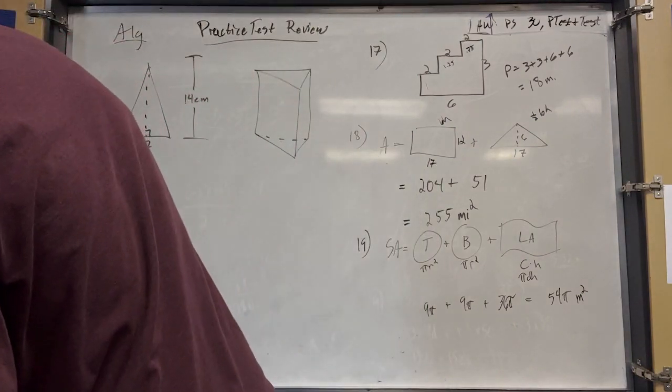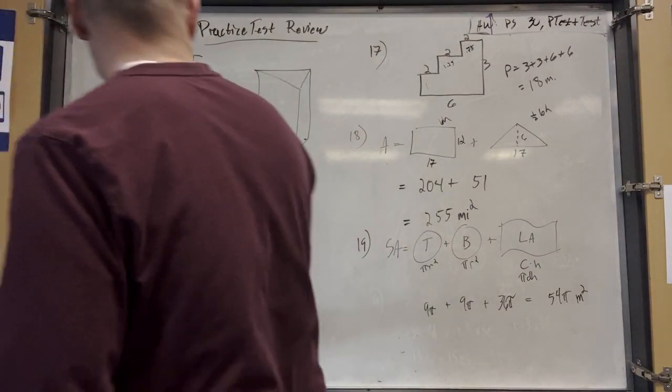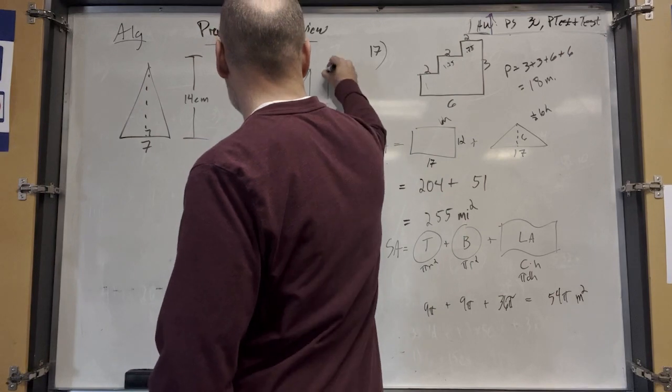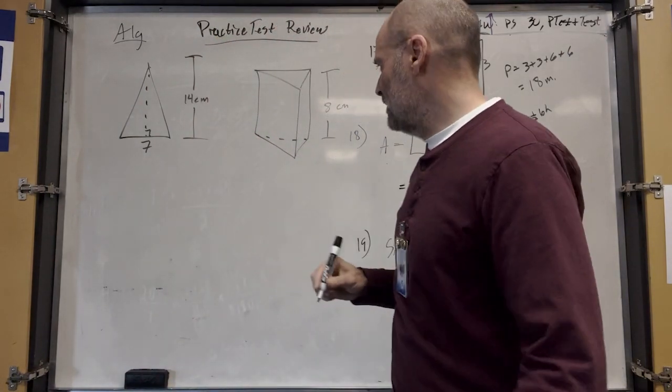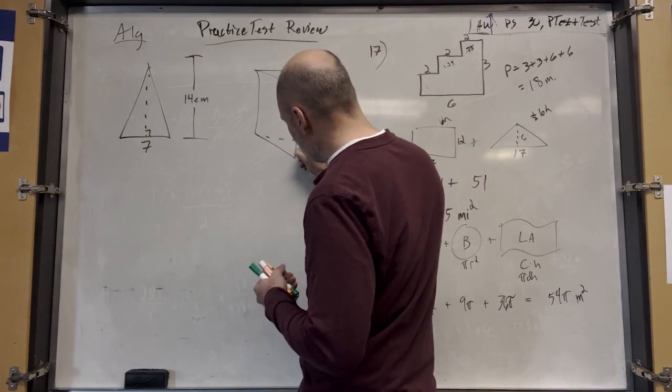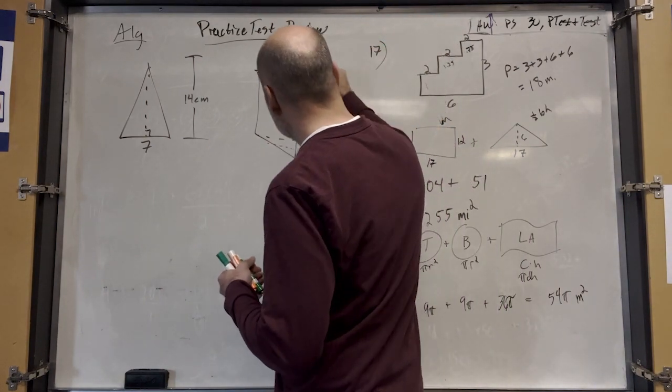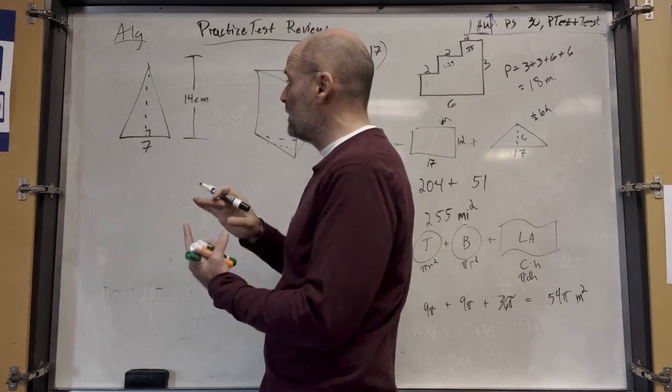Okay, so the height of the prism itself is 8 centimeters. This goes up 8 centimeters, but see how this is not this height. This is where this 14 centimeters is right here. That's the height of just that two-dimensional triangle.